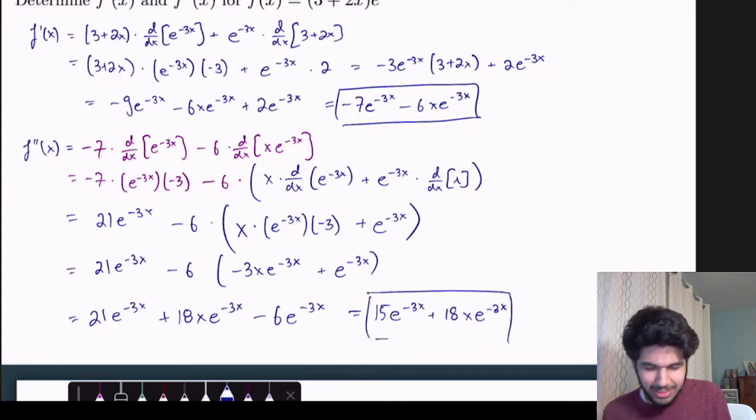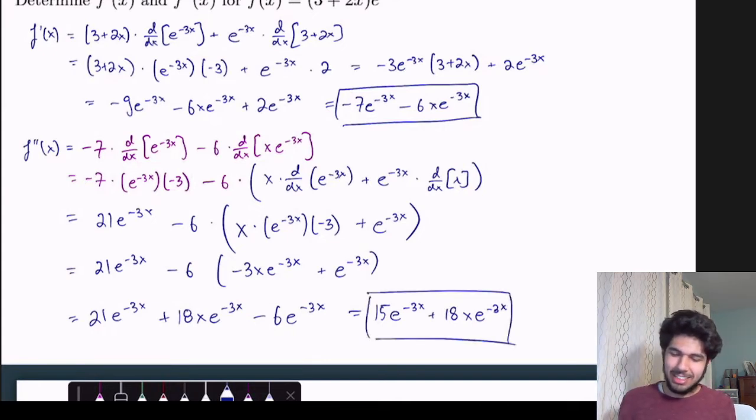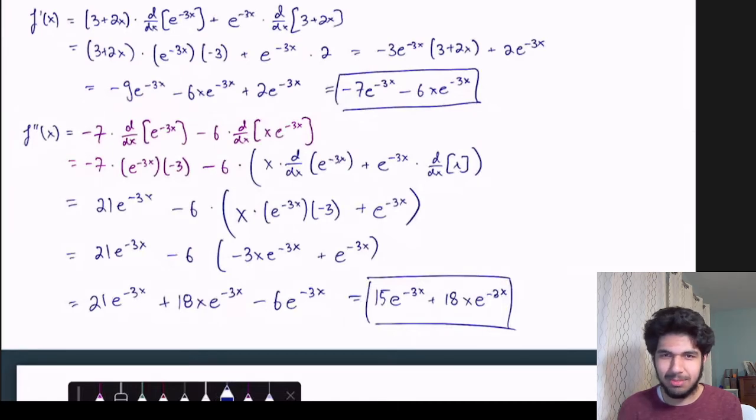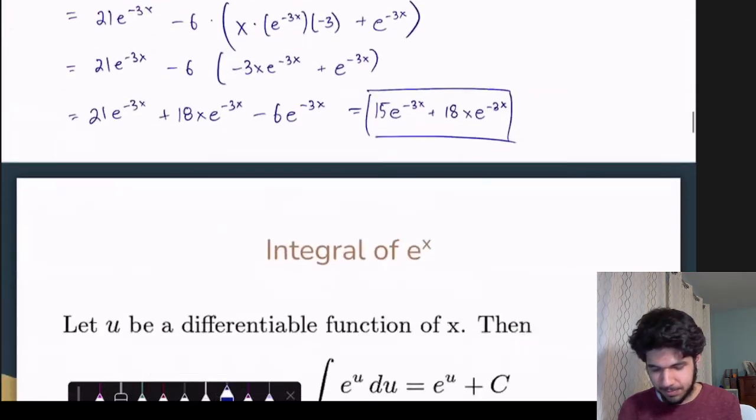So more practice with e to the x. Hopefully now you know the derivative of e to the negative 3x. I know I won't forget it, but that is our answer. Just more practice with derivatives.